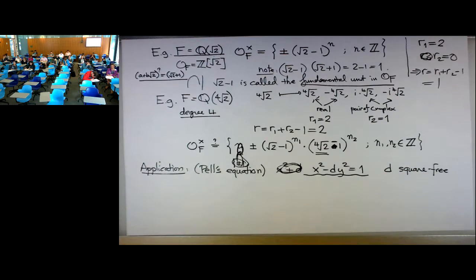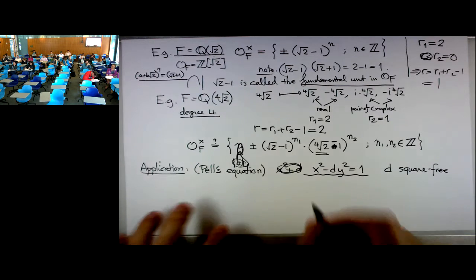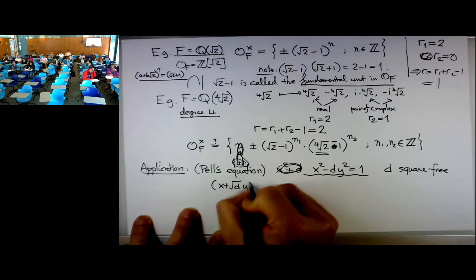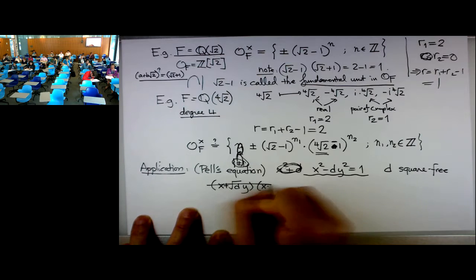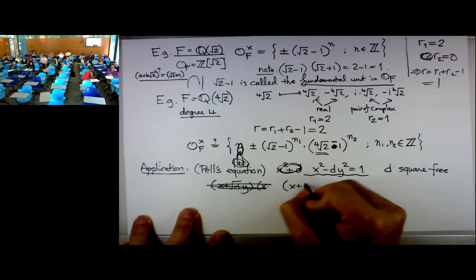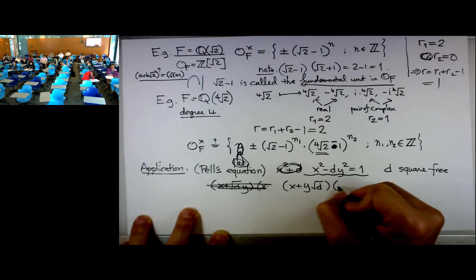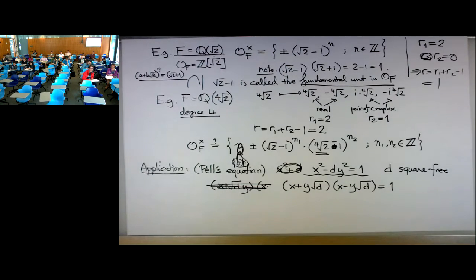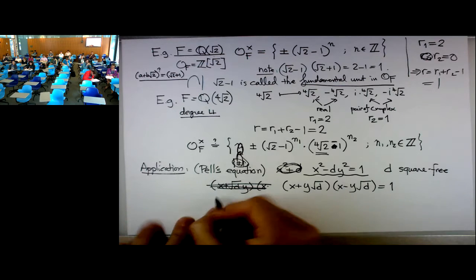So Pell's equation. He studied this equation a long time ago. And of course, from a modern point of view, what this is saying is that you first of all factor this as... Oh, I'm sorry, he told me to write y root D. I think really. Okay?